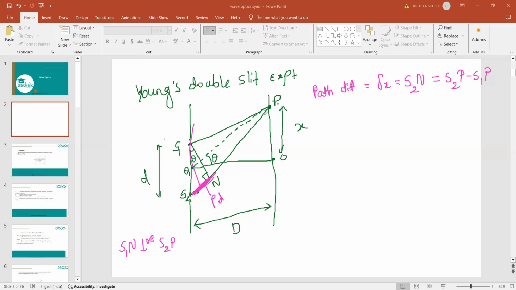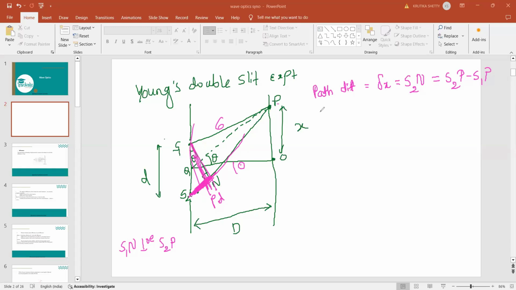Suppose the full length from S2 to P is 10 centimeter, and S1P is 6 centimeter. Then S2n comes from 10 minus 6. Up to here it is 6, so the remaining is 4. Therefore we represent S2n as S2p minus S1p. Hope it is clear to everyone.